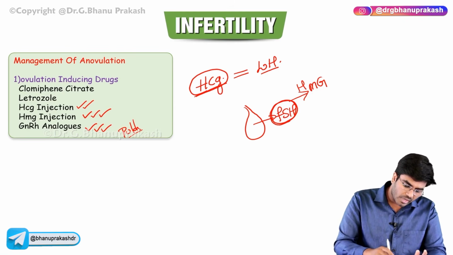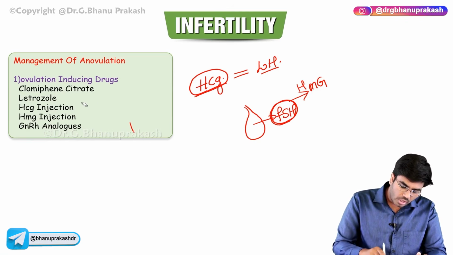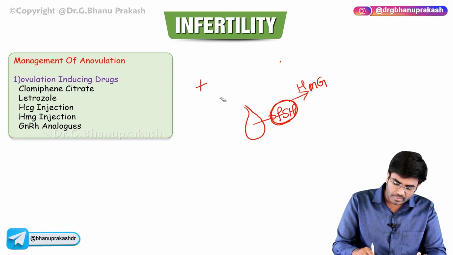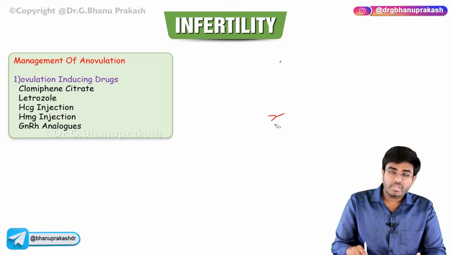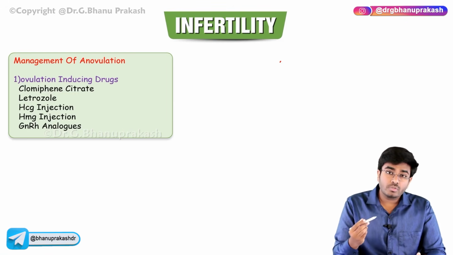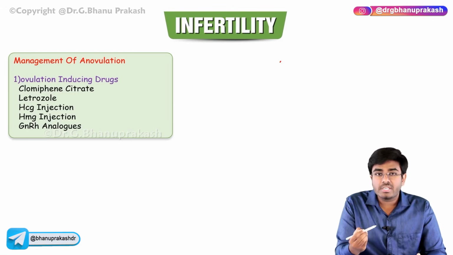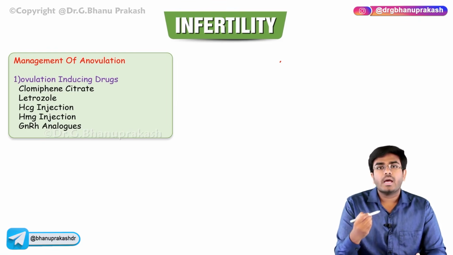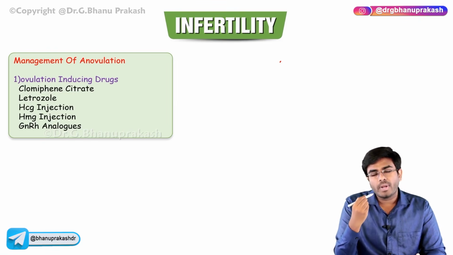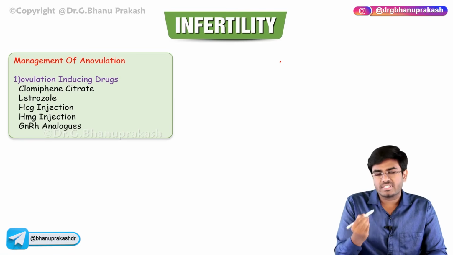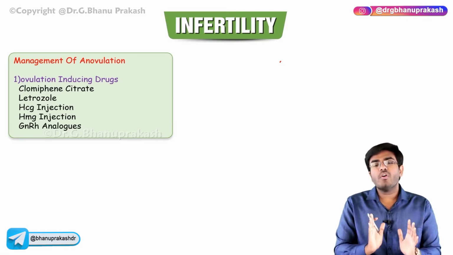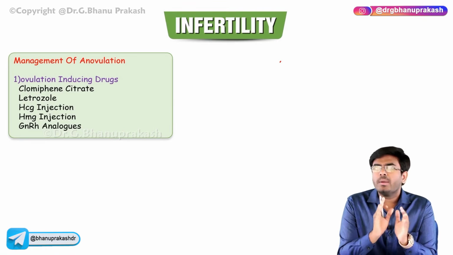So at the end of the day, what I am trying to put into your mind is all the drugs which we can use for a female who is not ovulating. So we can use clomiphene citrate, letrozole, HMG injections, HCG injections, and gonadotropin releasing hormone analogs in pulsatile doses. Now completed. The topic of anovulation completed.